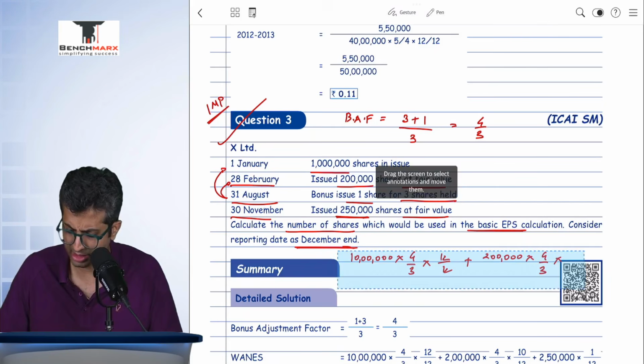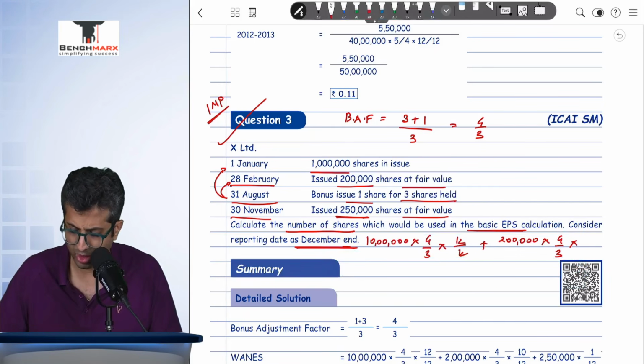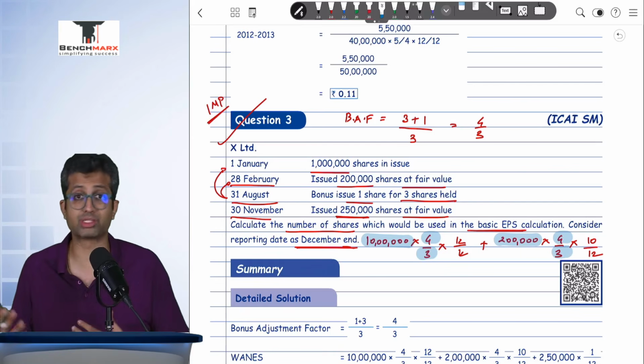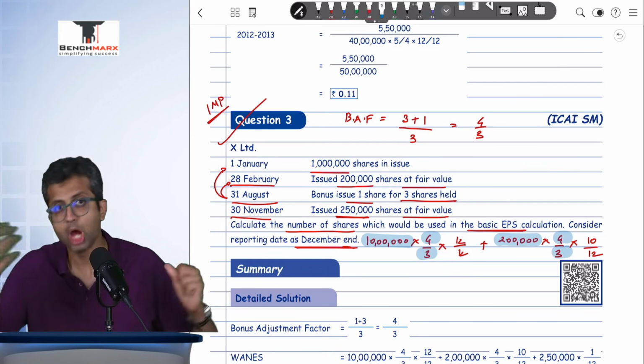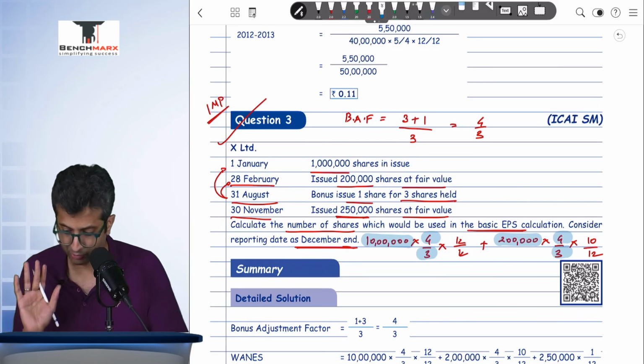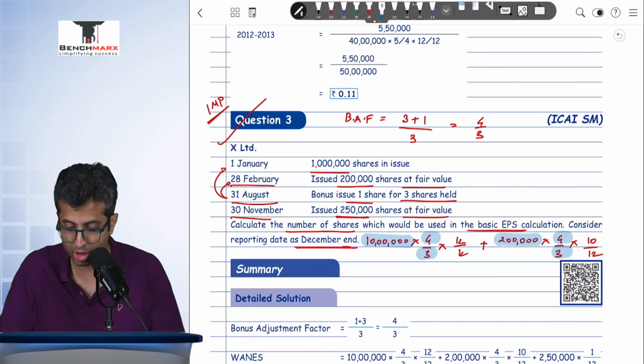Now, what do you guys think? After this, will I again need to add the bonus shares? The answer is no. Why? Because bonus shares would be on these 10 lakhs, which I've already adjusted. On these 2 lakhs, when I do 4 by 3, I've already adjusted. So 10 plus 2, that is equal to 12 lakhs. Whatever are the bonus shares have already been adjusted, and whatever is the time value adjustment has been done. I'll have to retrospectively adjust. So I don't have to add the bonus shares separately.